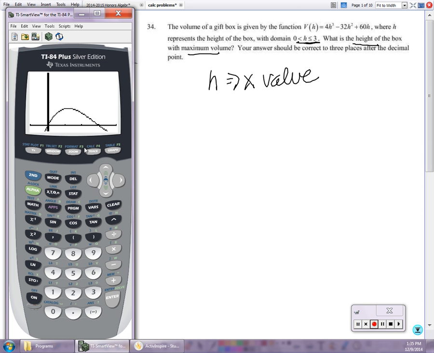So I'm going to go to second, calculate, which is the trace button. It's a maximum, choice 4. My cursor needs to be on the left. I hit enter. And I'm going to, oh, I messed up. Because I hit the buttons too fast, I didn't go to the right. So I'm going to start again. Maximum, left bound, enter. Now I have to go to the right bound. I'm going to hit the right arrow until we're to the right of the maximum. And hit enter.